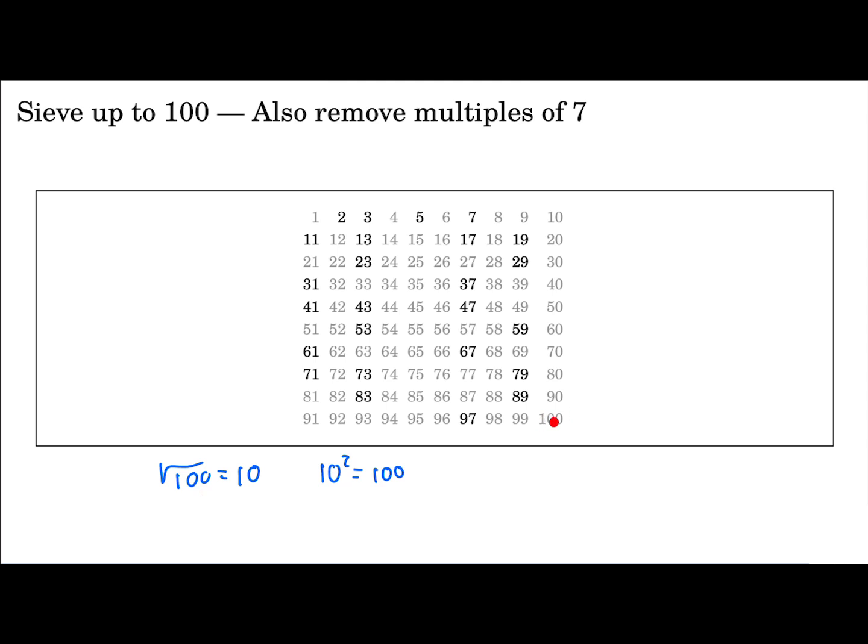And so that's it. If you list out all the numbers that are multiples of 2, 3, 5, and 7, and you remove them, you're done. So all of these are your prime numbers here: 2, 3, 5, 7, 11, 13, 17, 19, 23, 29, 31, 37, 41, 43, 47. So these are all the prime numbers that are smaller than 100. Okay.